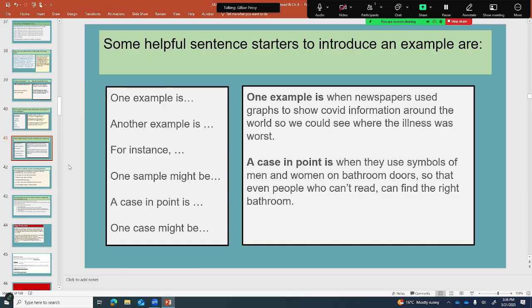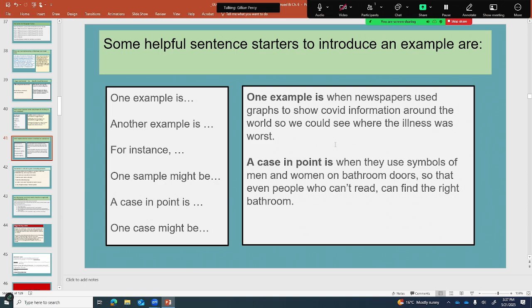Here are some other helpful sentence starters. Another example is, for instance, one sample might be, a case in point is, one case might be. So here's how it would sound in an actual sentence. One example is when newspapers used graphs to show COVID information around the world so we could see where the illness was worst. A case in point is when they use symbols of men and women on bathroom doors so that even people who can't read can find the right bathroom, right?